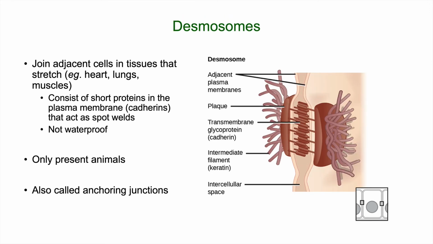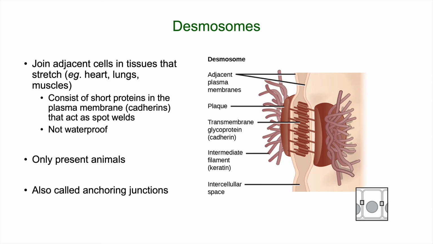Desmosomes are not as strong as a tight junction. They're not waterproof. Water can pass through. But they're still fairly strong in tissues that need to stretch. So like your heart, your lungs, your muscles, we don't really want a lot of tight junctions there because it would hinder the movement of those organs or tissues. And so instead we have desmosomes, which used to be called anchoring junctions.